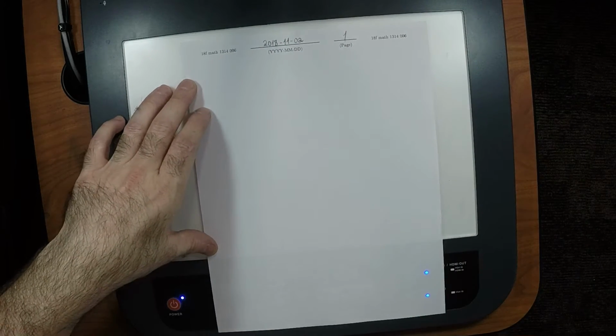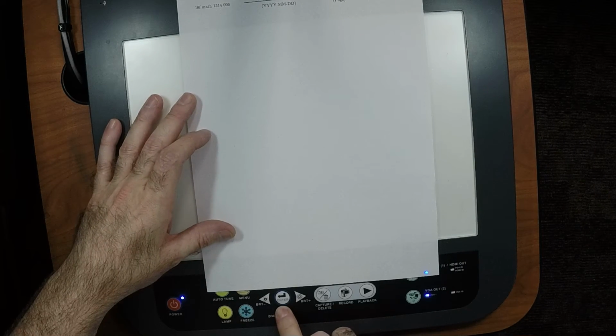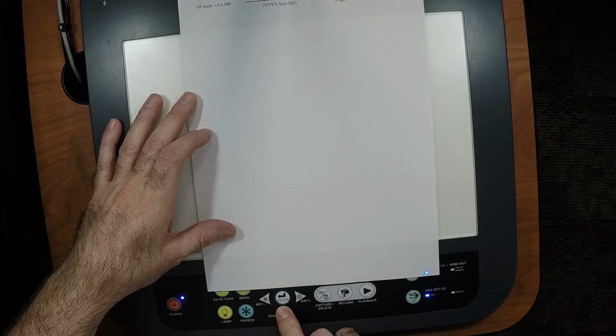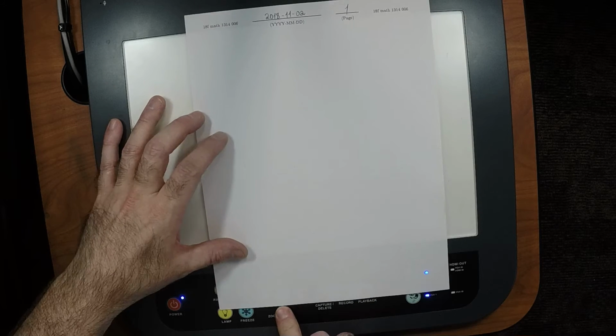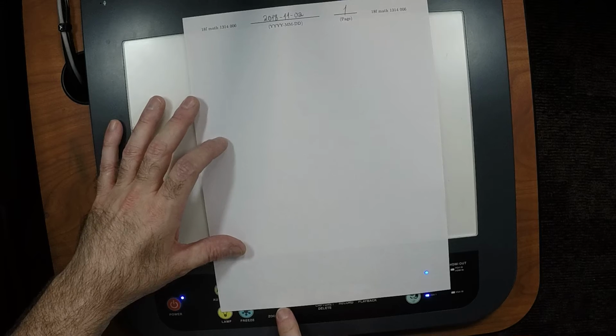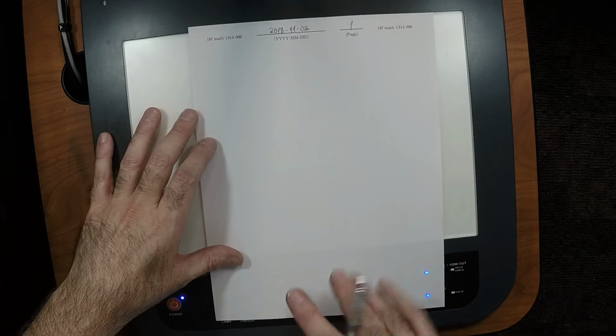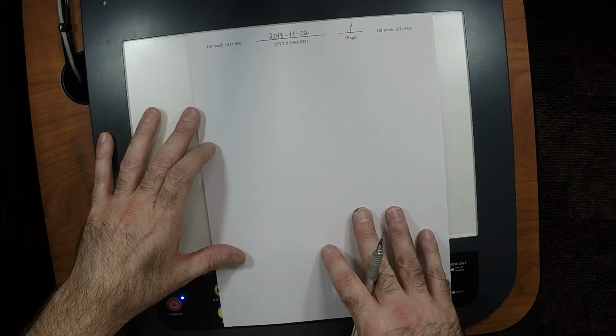All right. No, that's not going to work. Oh, we were like zoomed all the way in. All right. Okay, now we're good to go.